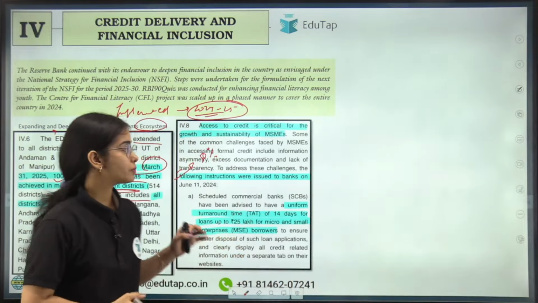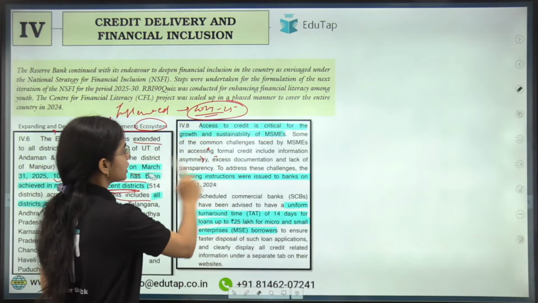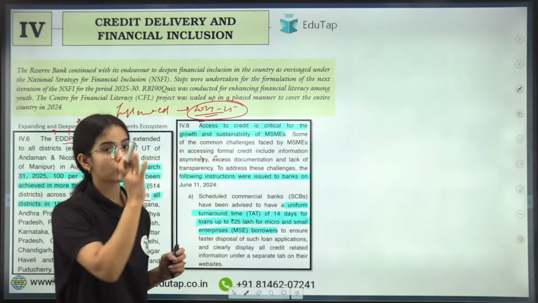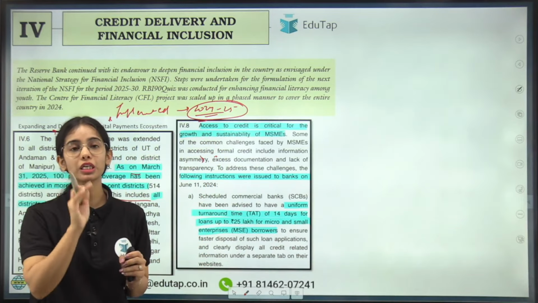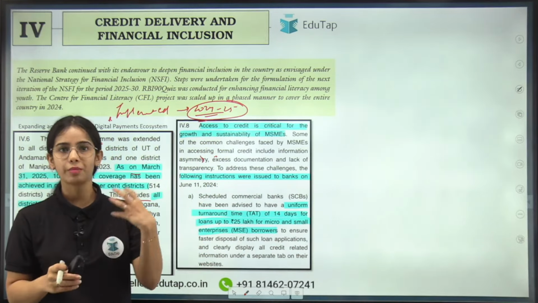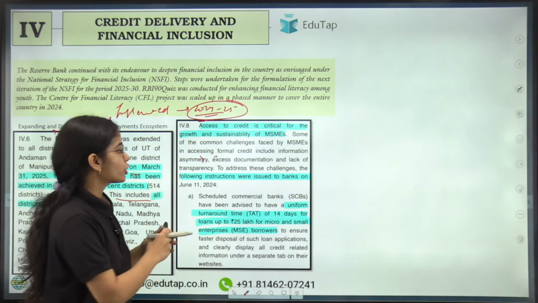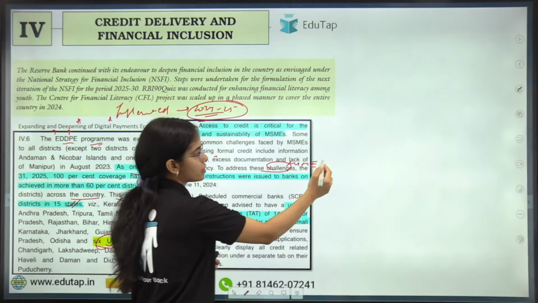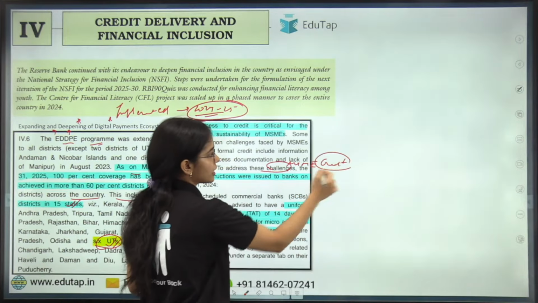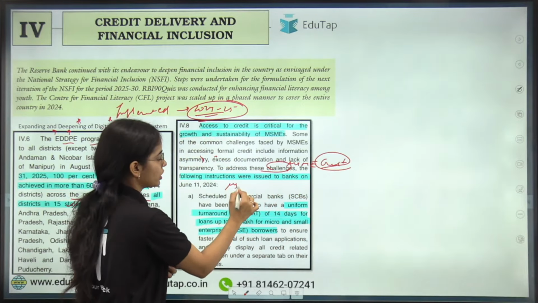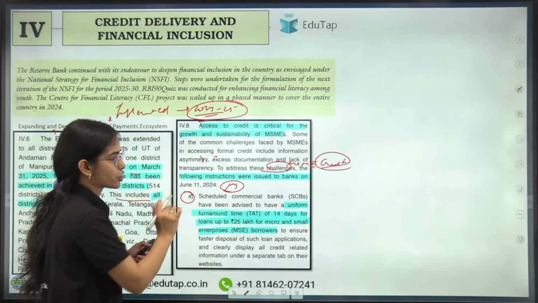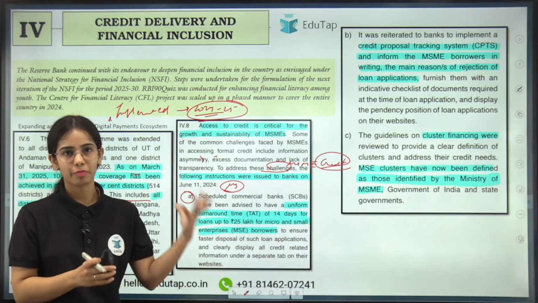Next point is MSMEs. It was said that in the financial year 2024-25, we will focus on MSME lending and we will reduce the challenges for MSME lending. Okay, so to address the challenges in MSME credit, especially for the micro and small enterprises, these were the instructions that were released for the banks, or for the regulated entities.